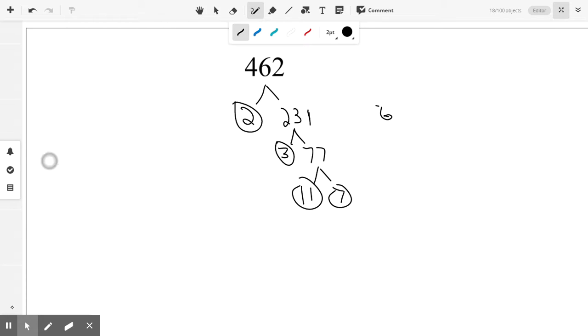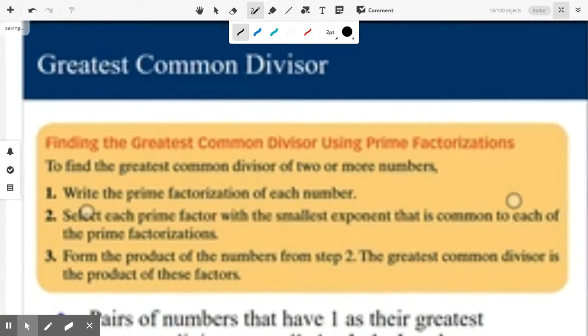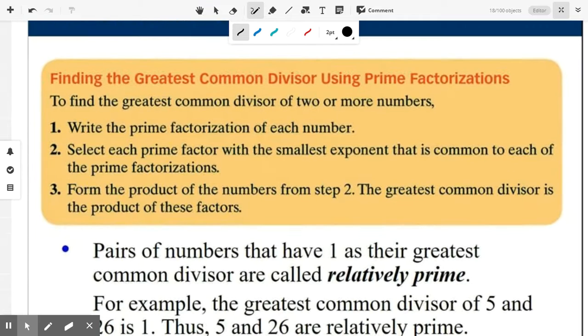So the prime factorization of 462 is 2 times 3 times 7 times 11. You don't have to put them in numerical order, but my mind works to where I like to see them in numerical order. All right, so that's the prime factorization of 462. All right, now let's get into the meat of our lesson here.